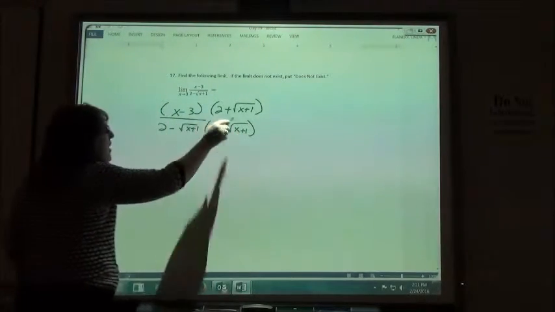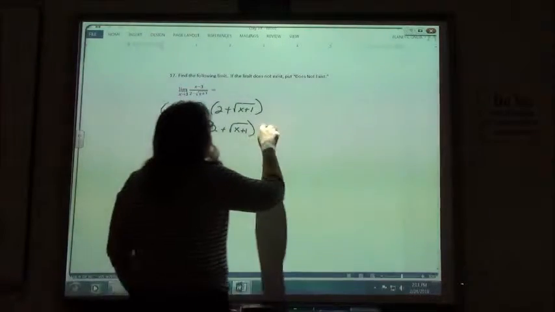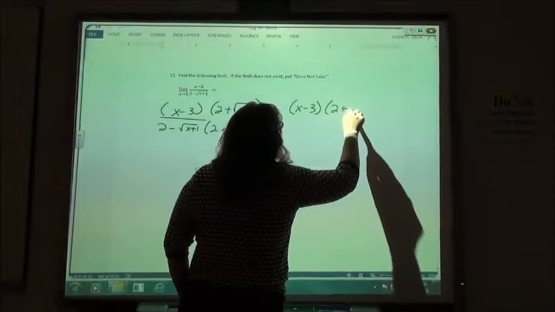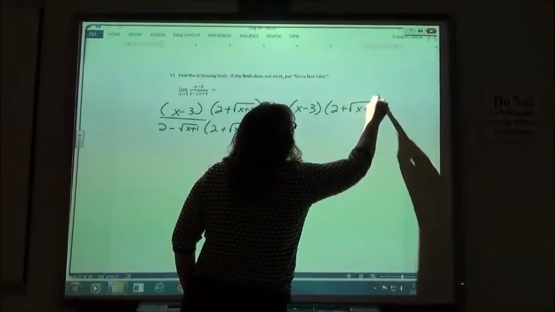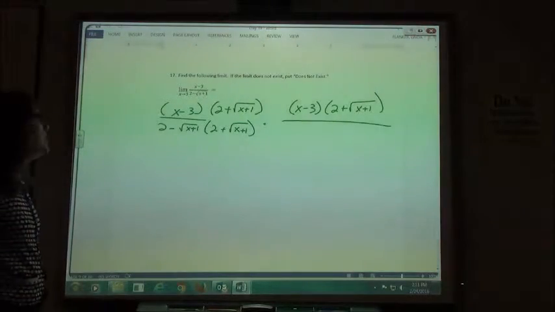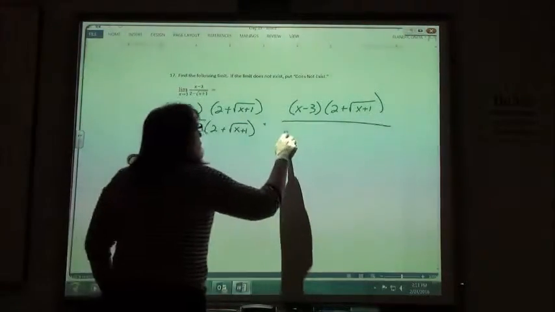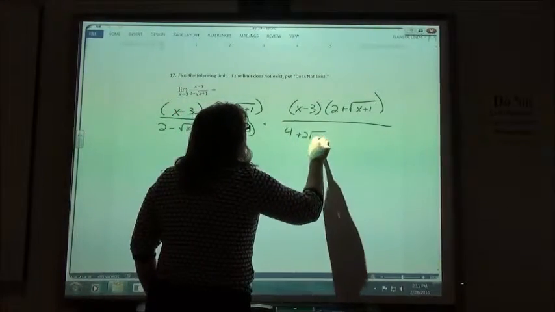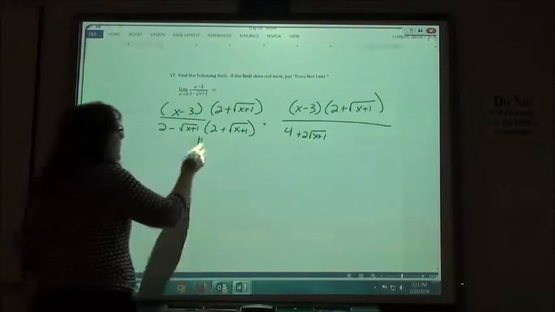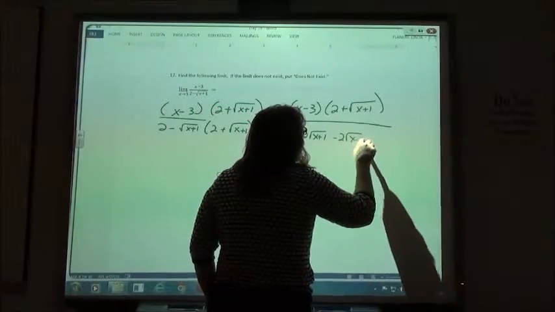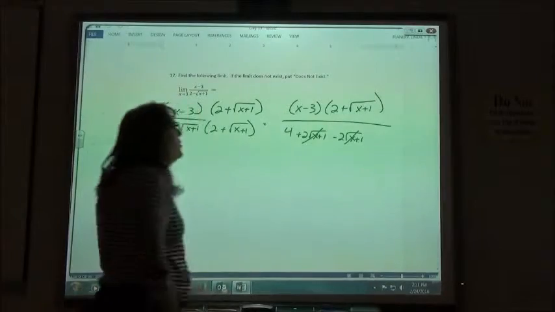And again, on the top part, I'm just going to leave that alone. So I'm going to have the x minus 3, and then I'm going to have 2 plus the square root of x plus 1. And I'm just going to FOIL out the bottom where I'm multiplying by my conjugate. 2 times 2 is 4. I'm going to get 2 plus 2 times the square root of x plus 1. Then I'm going to get minus 2 times the square root of x plus 1. Those are going to cancel.